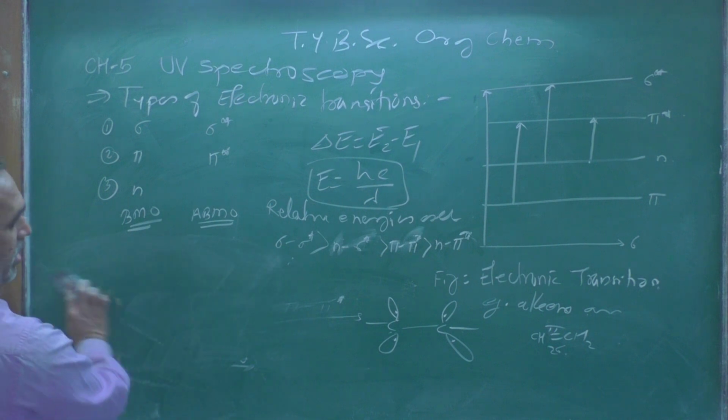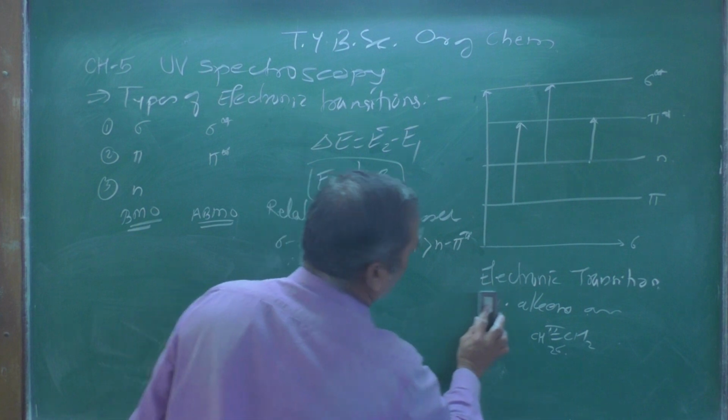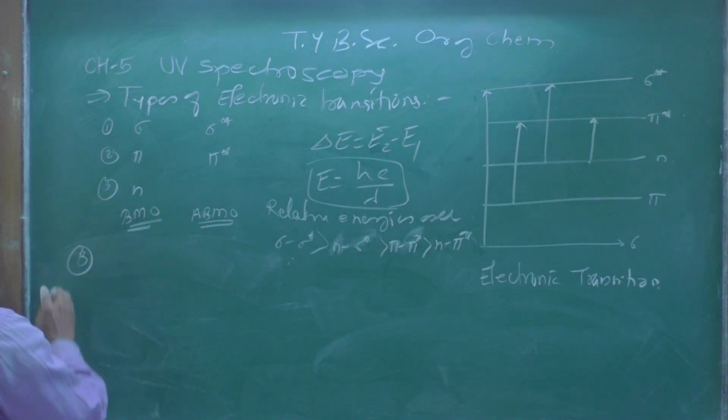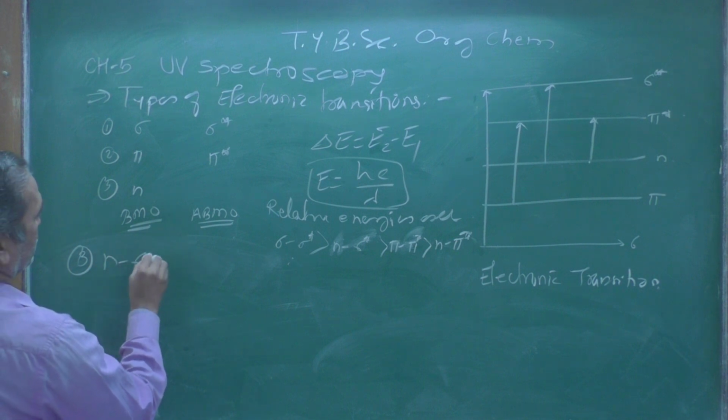Let's see the third type of transition over here. The third type, which is the n to sigma star transition.